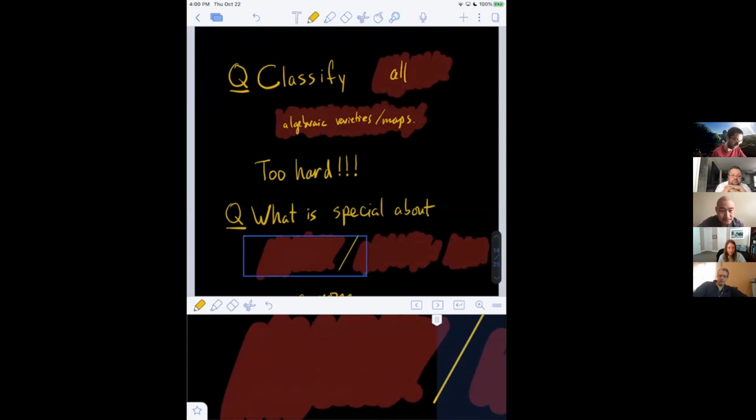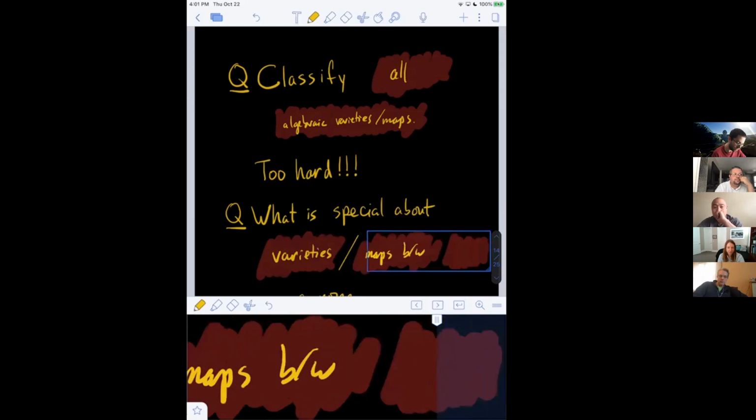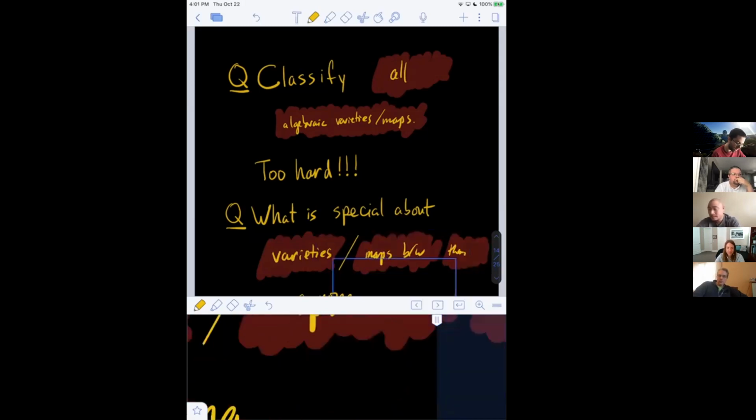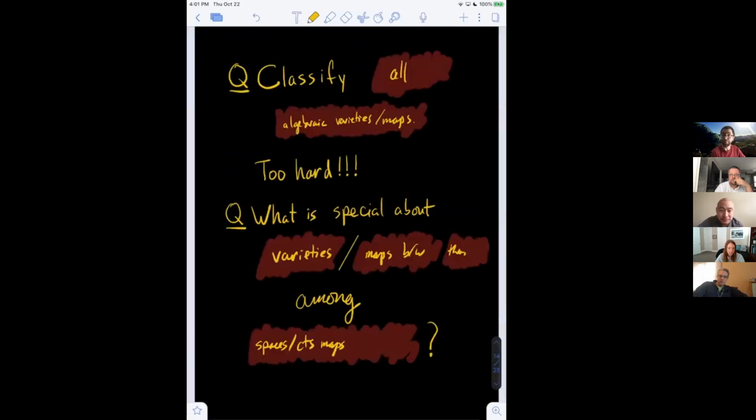Another way of asking that is what's special about varieties, the sets of solutions to systems of polynomial equations, or maybe maps between them, among all spaces, for example, or continuous maps. For example, how can you identify those spaces that show up as the set of solutions to a system of polynomial equations, or the set of continuous maps that are given by polynomials, or maybe locally by polynomials?